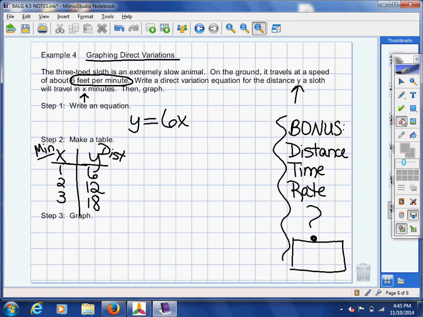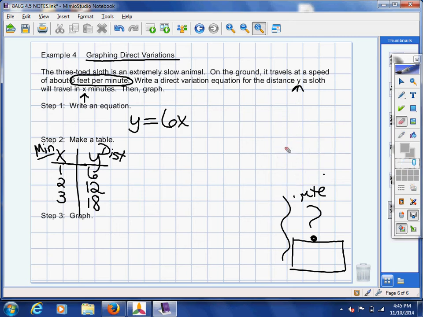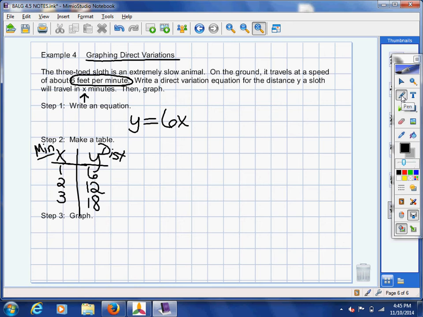Now, I am going to erase that bonus stuff. You don't erase the bonus stuff, I just need the room. And we're going to make a graph. Now, I already did the table because we were working backwards a little bit. And let's just focus on 3 points. Look at your distances. That's your y-axis. So it's going to be as high as 18.